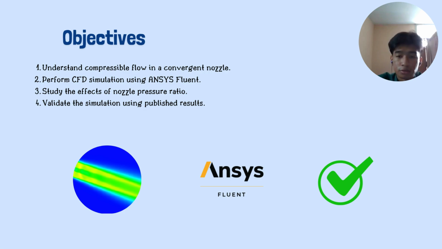So next are the objectives. We have four objectives. First of all, to understand compressible flow behavior inside a convergent nozzle, second, to perform CFD simulation using ANSYS Fluent, third, to study the effect of nozzle pressure ratio on flow characteristics, and finally, to compare our simulation with published research for validation.